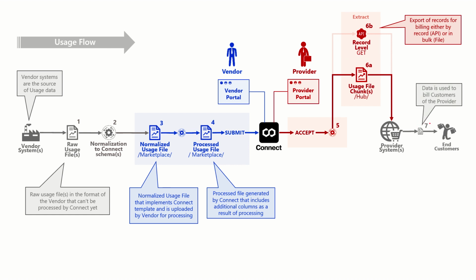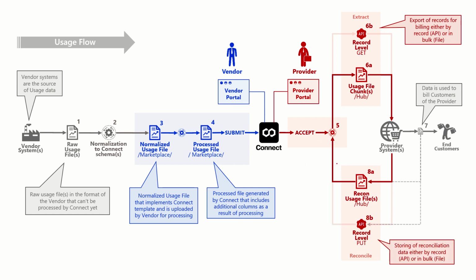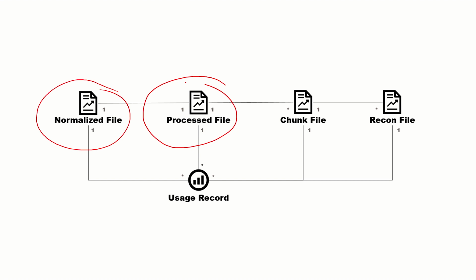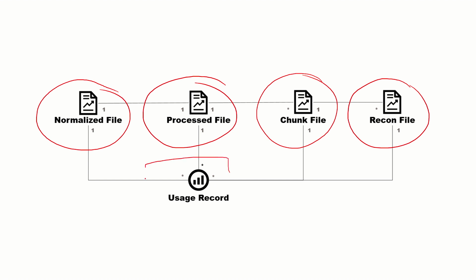Either way, at the end of the day, this data will be used by systems of the provider to bill the end customer. And then once end customers are billed, we will extract data that was used to bill the end customers with reconciliation IDs, and those reconciliation IDs will be stored for complete end-to-end reconciliation of the usage scenario. This is the workflow that you need to understand, and for the diagrams and explanation of steps, please refer to our documentation. Now, the actual key data objects that participate in this flow are different types of usage files: source, normalized usage file, processed usage file, chunk files that are generated per hub, and then reconciliation files, and all of them contain individual records.